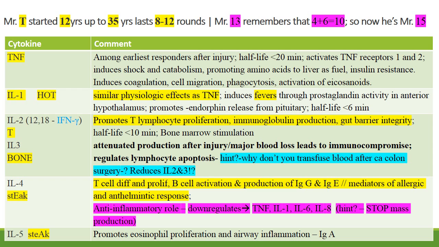So I'm going to give you the story of two guys. One is Mr. T and one is Mr. 13. Mr. T started training when he was 12 years of age, and he was training up to 35 years of age. Now, because of his training, he can keep boxing and he can last anywhere between 8 to 12 rounds without a problem. So Mr. T is always ready for fighting. Now Mr. 13 or Mr. Unlucky, he remembers that 4 plus 6 is equal to 10. So he's not unlucky anymore, so now he is Mr. 15.